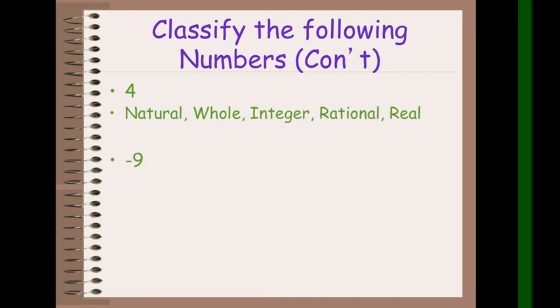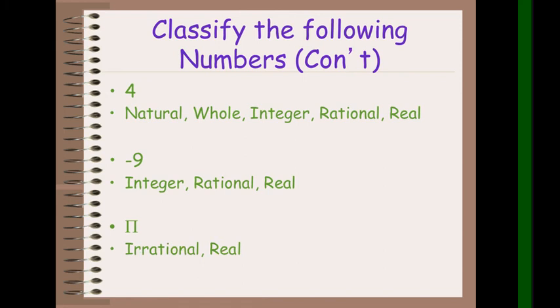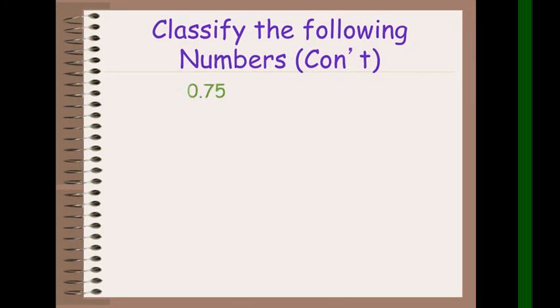How about negative 9? Negative 9 is not a counting number. It is not a whole number. Okay? But it is an integer. It is a rational number, therefore, it is a real number. How about pi? Pi is a real number, but it is an irrational number. Hanggang dun lang, kasi wala namang mga subset ang irrational. Irrational lang.